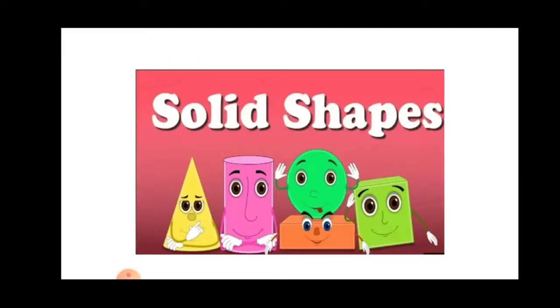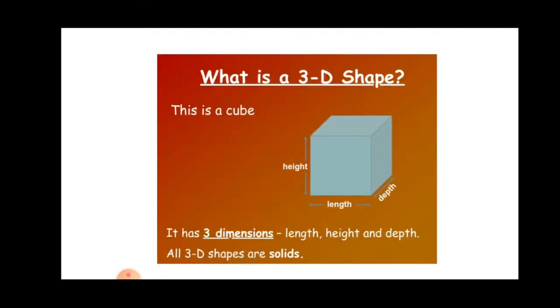You have learned about 2D shapes. 2D shapes have two measurements, length and breadth. But a solid shape has three measurements, length, breadth and height. What is a 3D shape? I have told you before. It has three dimensions, that is length, height and depth, which is also breadth. So this shape is called a cube. All 3D shapes are solids.